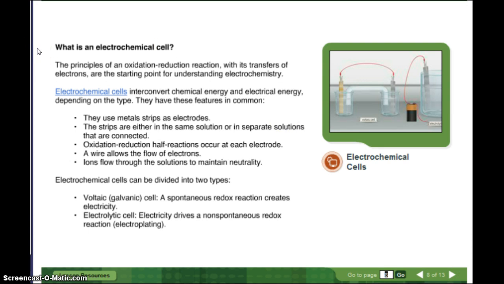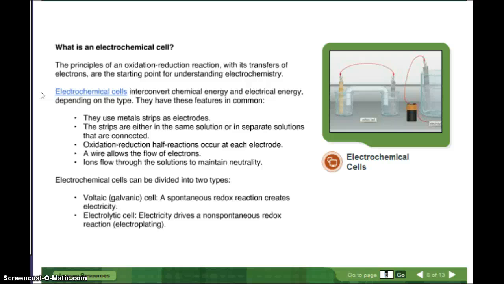What is an electrochemical cell? The principles of an oxidation-reduction reaction with its transfers of electrons are the starting point for understanding electrochemistry. Electrochemical cells interconvert chemical energy and electrical energy depending on the type. They have many features in common. They use metal strips as electrodes. The strips are either in the same solution or in separate solutions that are connected. Oxidation-reduction half reactions occur at each electrode. A wire allows the flow of electrons. Ions flow through the solution to maintain neutrality.